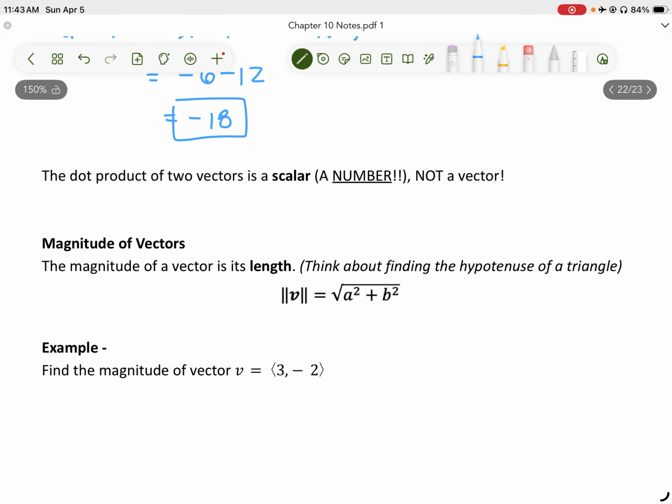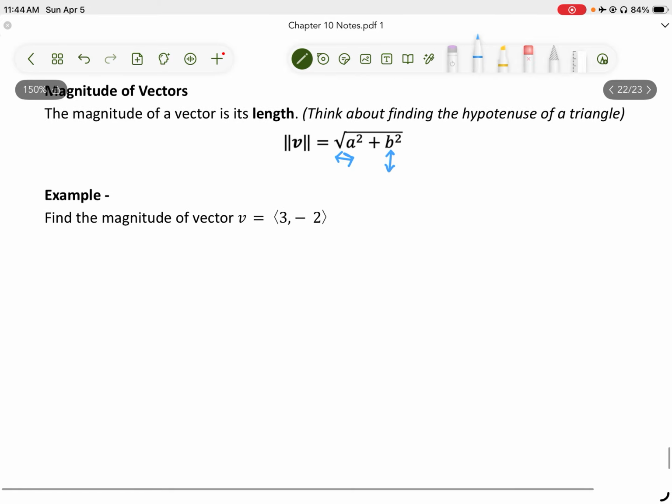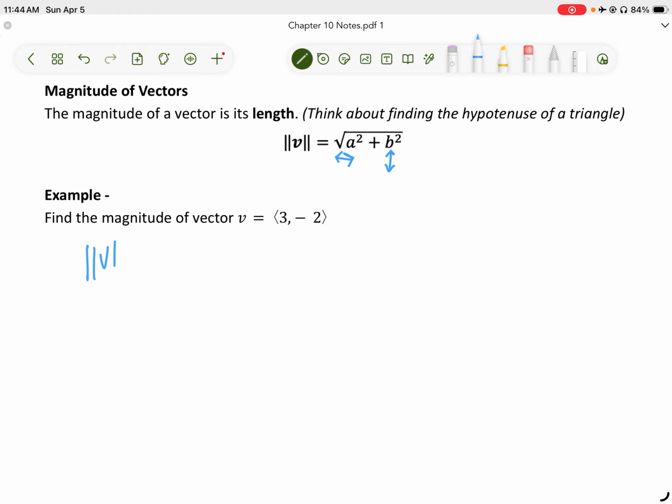We also can calculate magnitude. Think of this as its length. Think about the hypotenuse of a triangle. You're going some distance this way and then some distance this way, and that hypotenuse is essentially what we're finding now. So you treat this like you would the Pythagorean theorem. It's going to be the square root of 3 squared plus negative 2 squared. It's going to be the square root of 13.